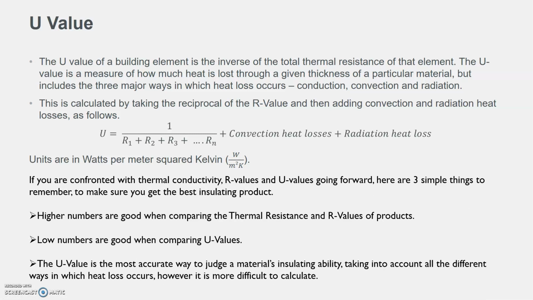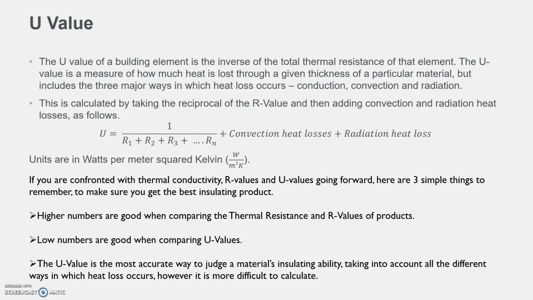If you're confronted with thermal conductivity, R values and U values going forward, here are three simple things to remember to make sure you get the best insulation in your products. Higher numbers are good when comparing thermal resistivities, or R values. So when you go to a store like Lowe's, look at the insulation. There will be an R number on it. It will say R33, R10, R15. The bigger the number, the better the insulation is. It's going to protect it.